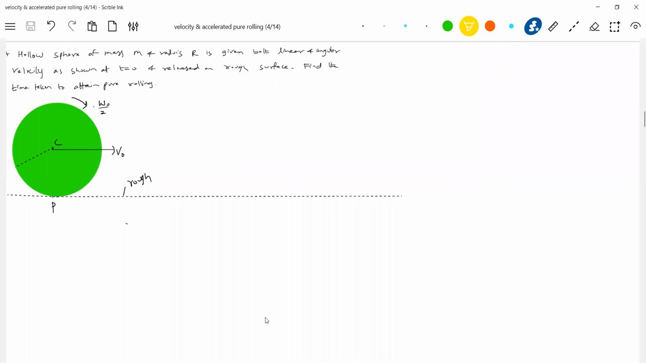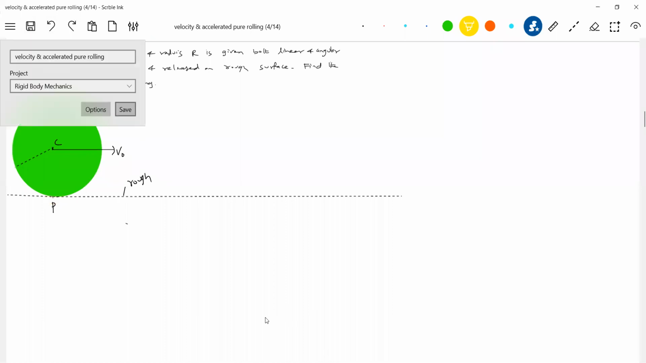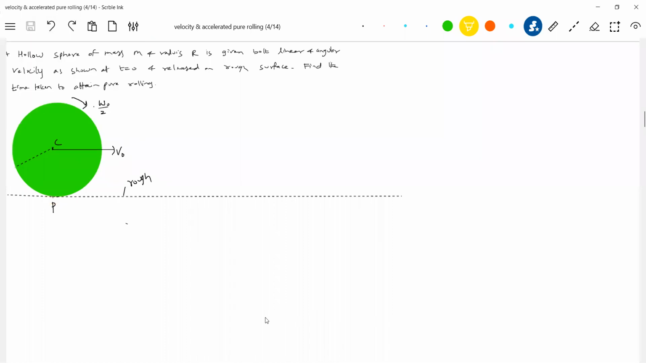Now, first what should we do? We should predict the direction of friction acting. Whose help should we take? I'll take the help of point P. Now, what is the velocity of point P? V naught. And next, what we have is R omega naught.